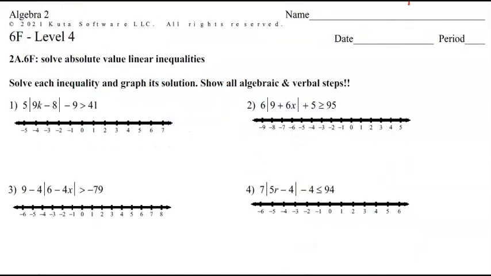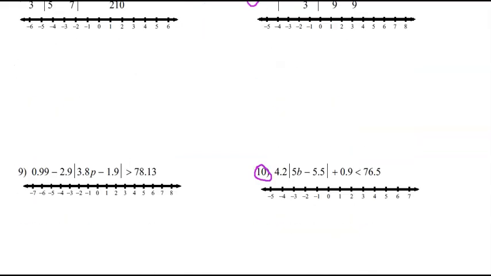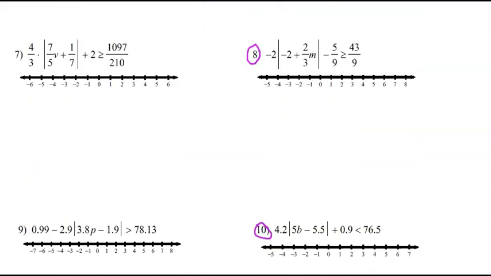Let's look at the 6F Level 4 worksheet now. We'll look at numbers 8 and 10. So let's look at number 8. We have negative 2 times the absolute value of negative 2 plus 2/3 m minus 5/9 is greater than or equal to 43 over 9.